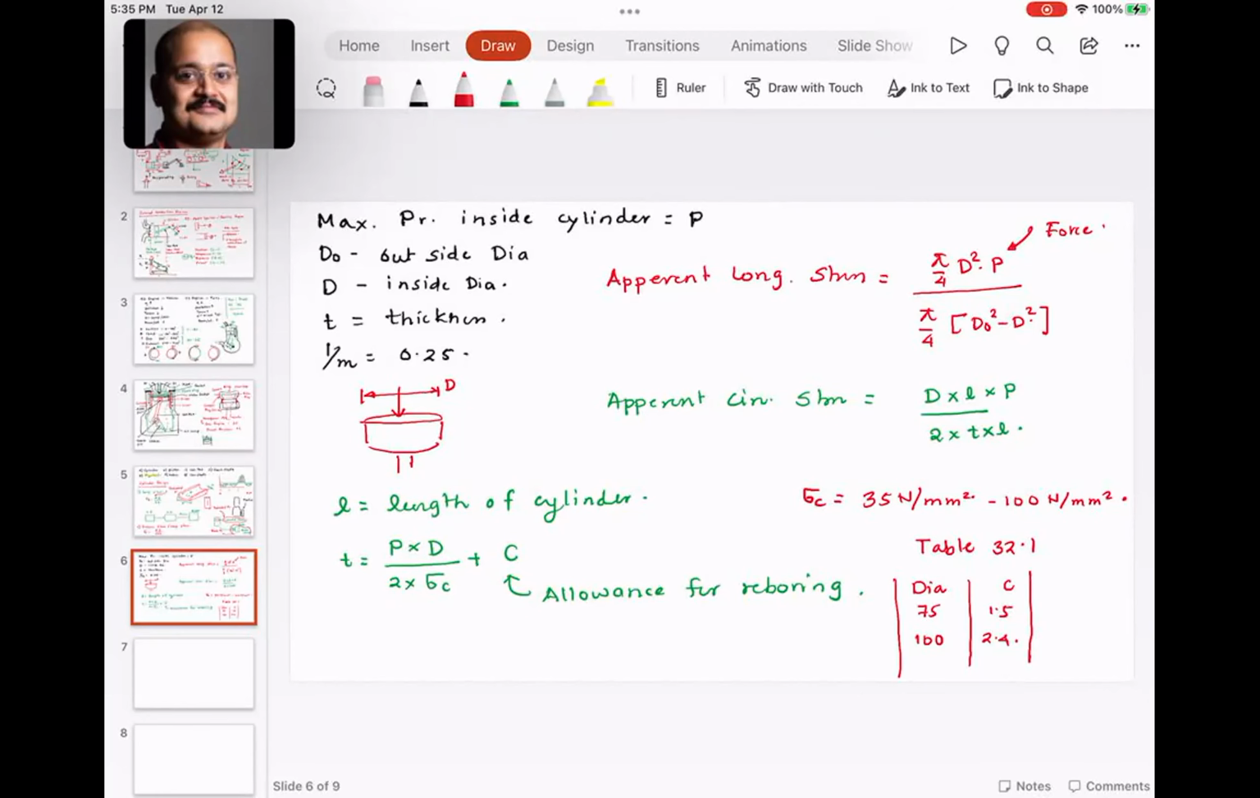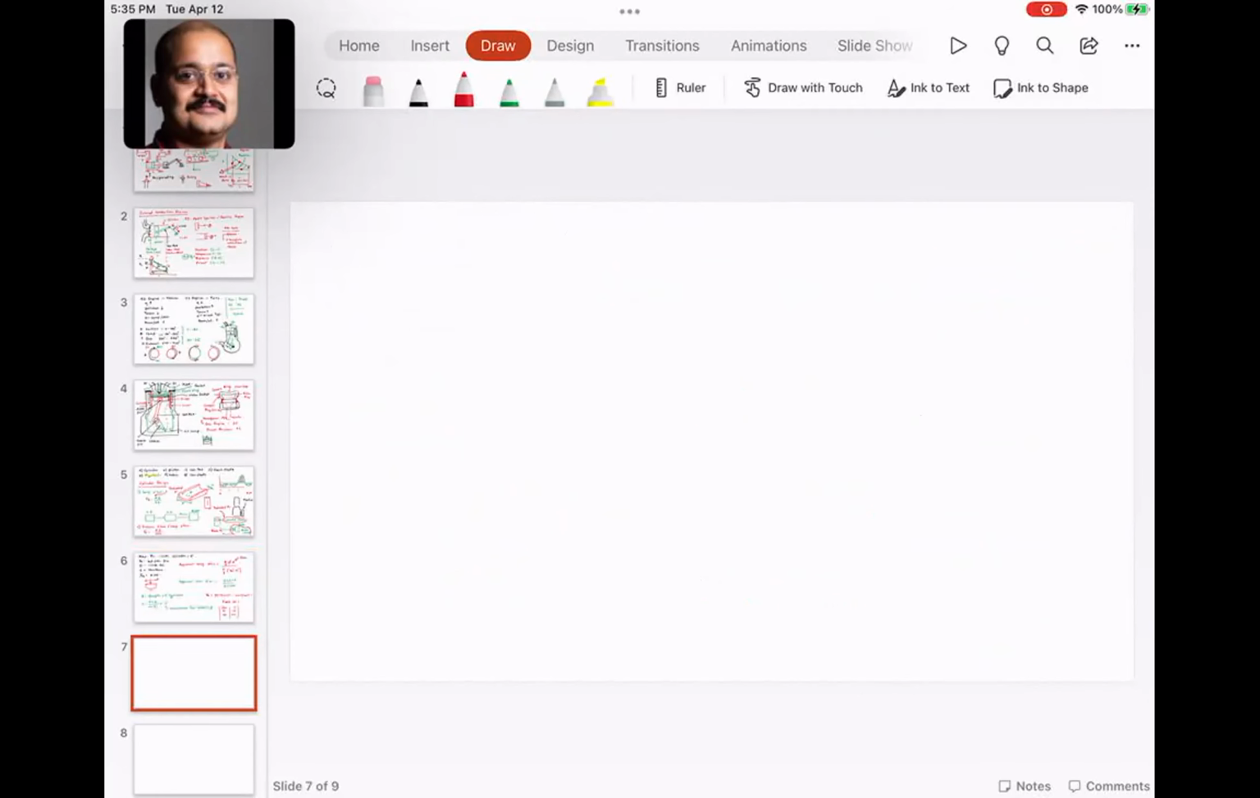So the next part is, let me give you what I just said. There is BP, that stands for brake power. This is the power available at the brake.